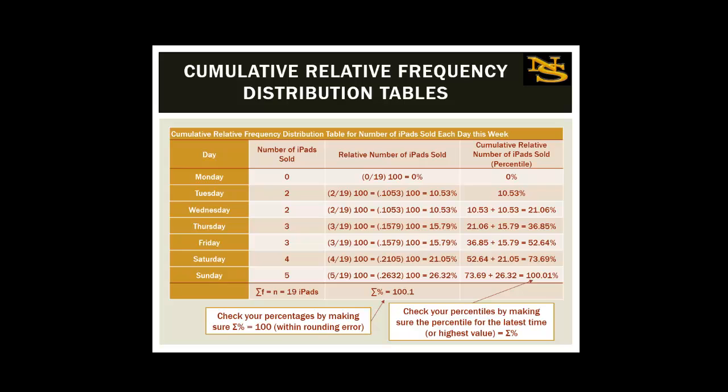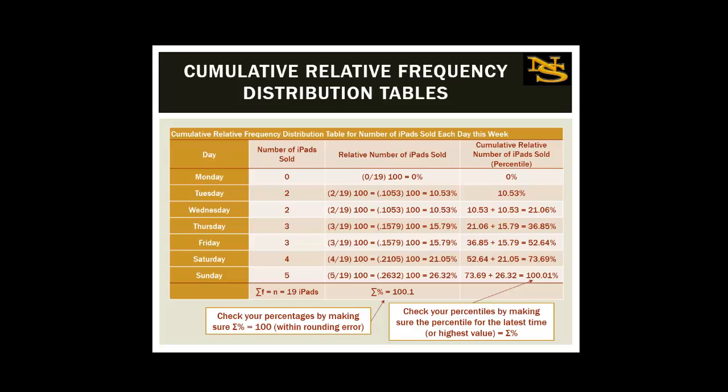To get these percentiles, you need to start with the percentage for the earliest time period in your data, or the percentage associated with the smallest value in our data set. Regardless, we start at the top and work our way down. What percentage of sales happened Monday or before this week? 0%. Then we move on to the next one. You add the percentile for the earlier number to the percentage for the value of interest. So 0 plus 10.53 gives us 10.53. So we can say that 10.53% of iPads were sold on Tuesday or earlier.